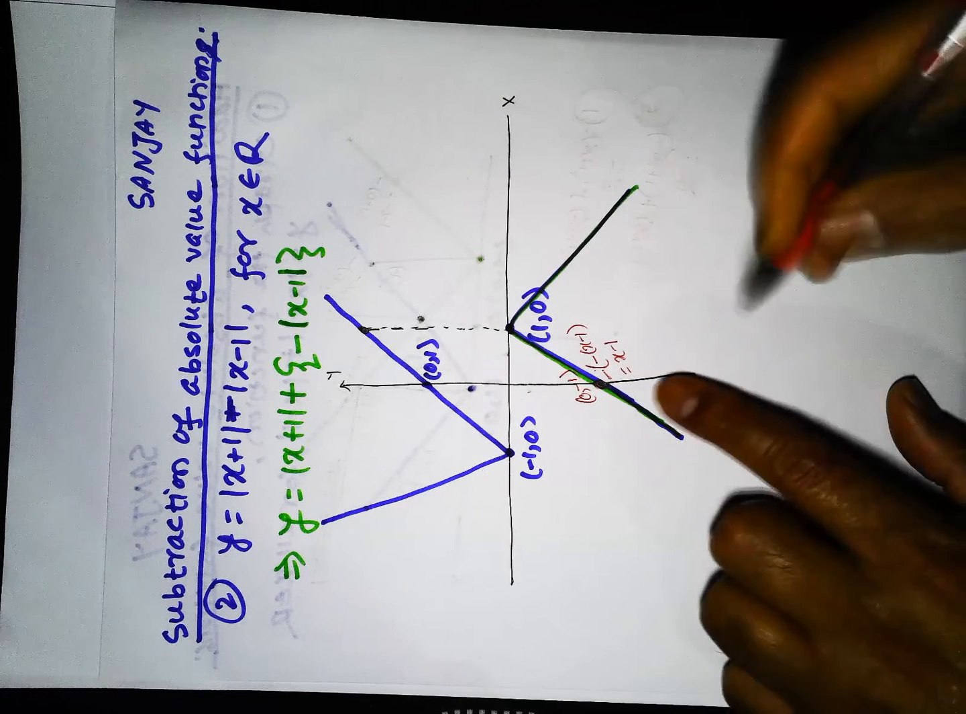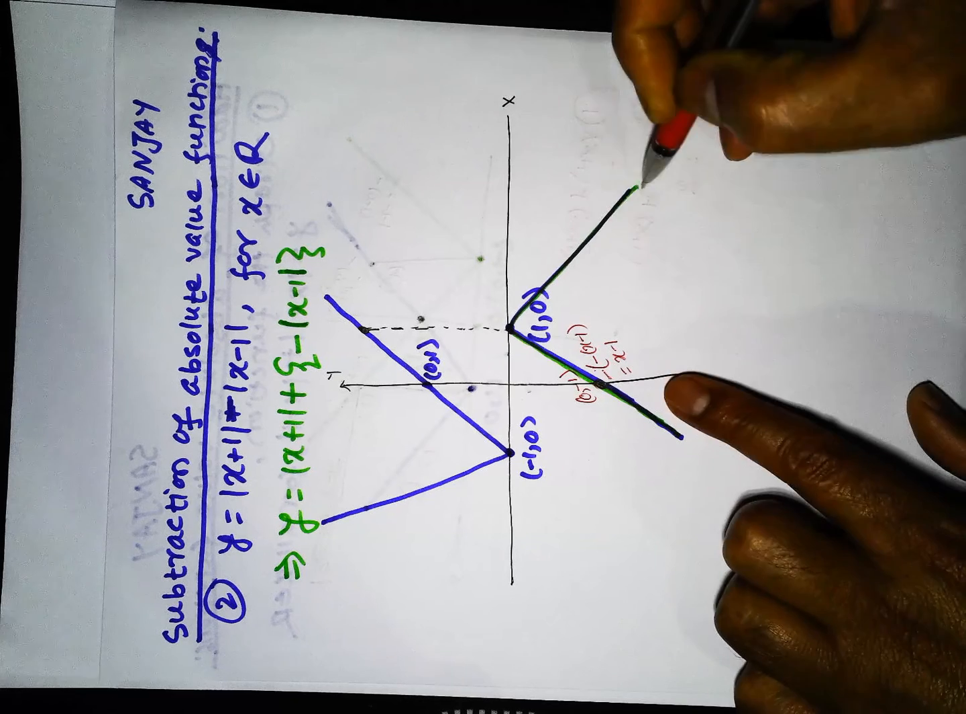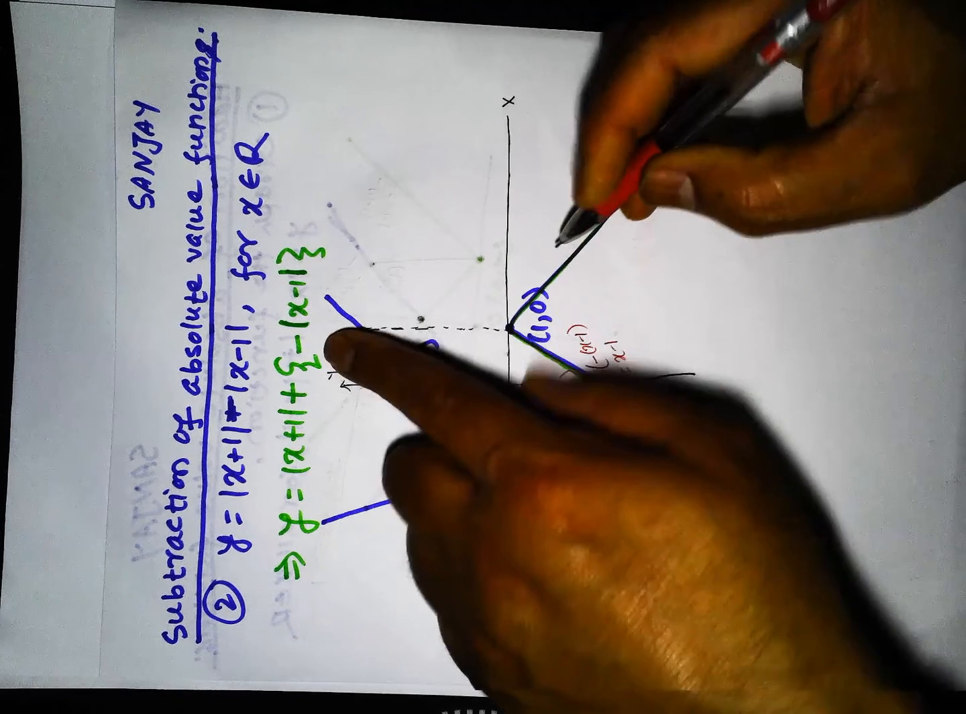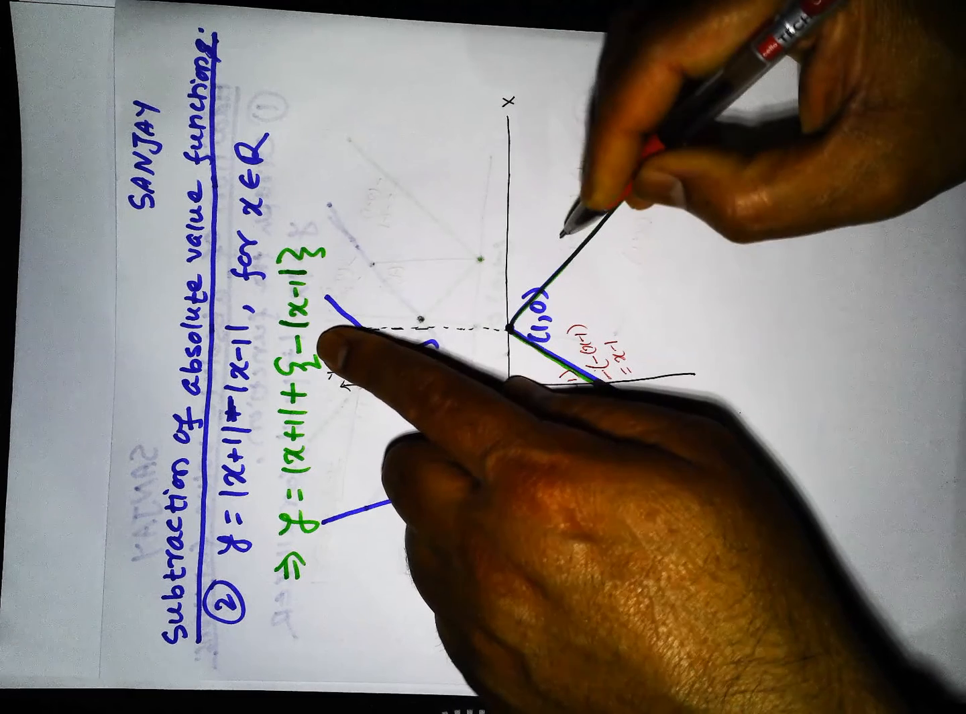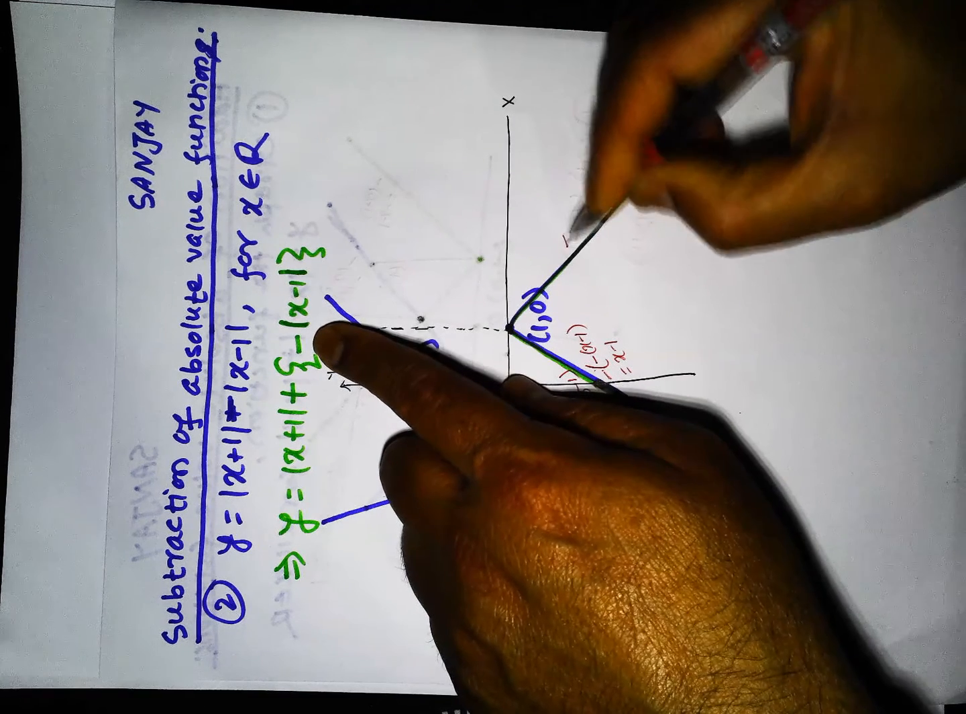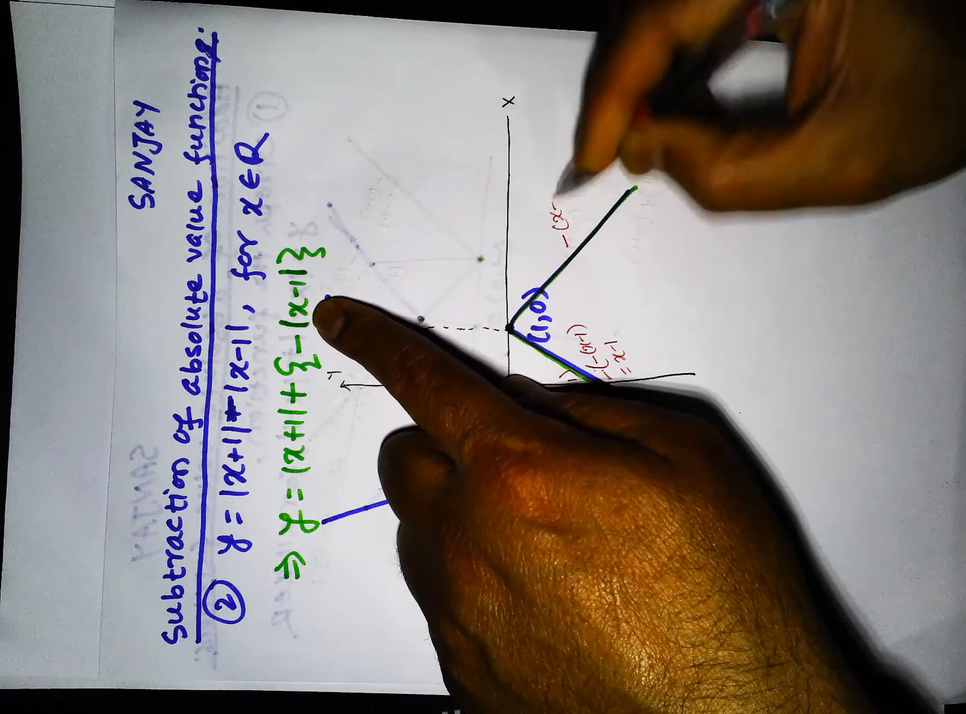Okay, now what about the equation of this side? Equation of this side will be with no sign change. So it is minus already here, and then inside the bracket it is x minus 1.